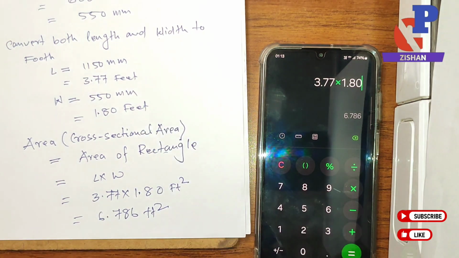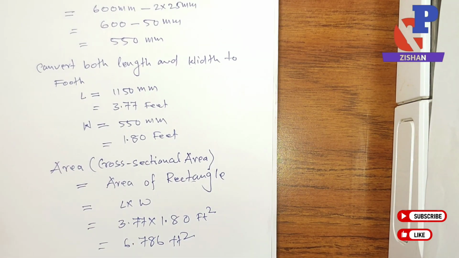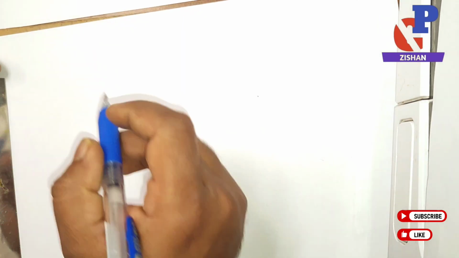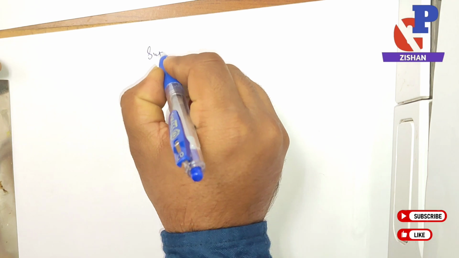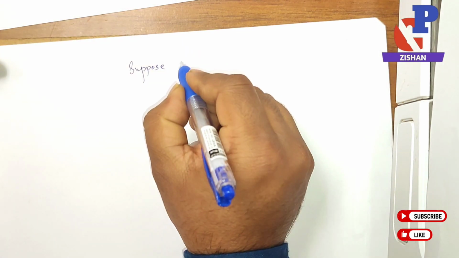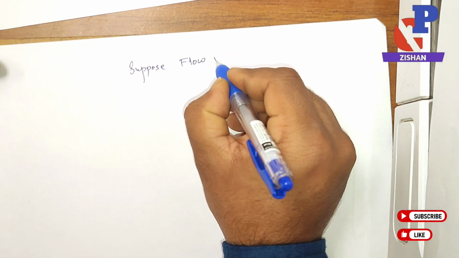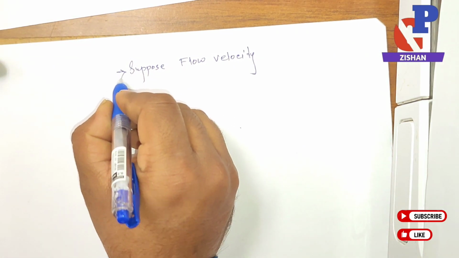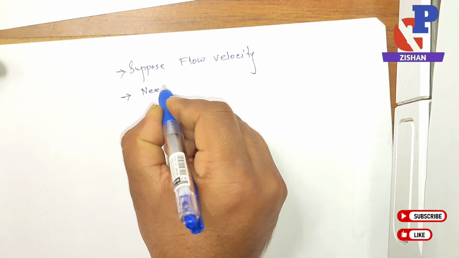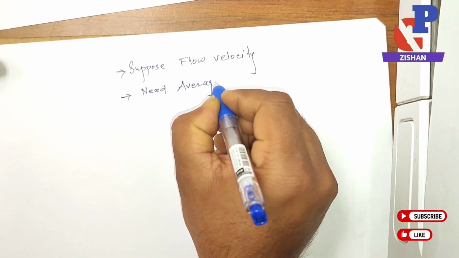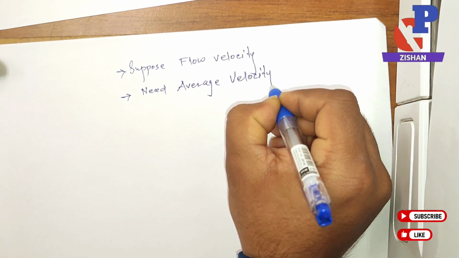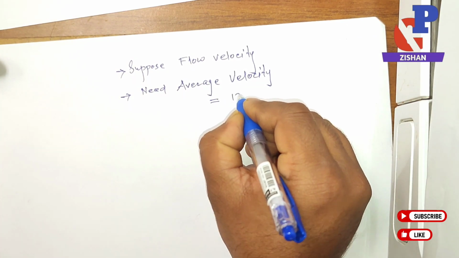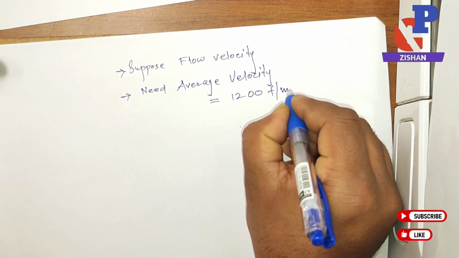6.768 feet square. Okay, now we are going to calculate the CFM. For the CFM, suppose we take the flow velocity inside the rectangular duct. Suppose the average velocity we take through all samples, after that we call it average, and that's why we need the average velocity. Suppose the average velocity is 1200 feet per minute.